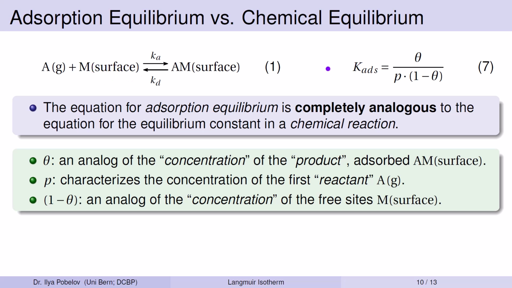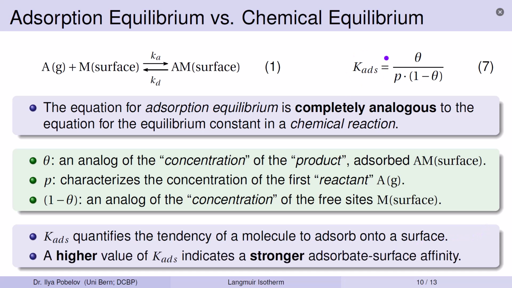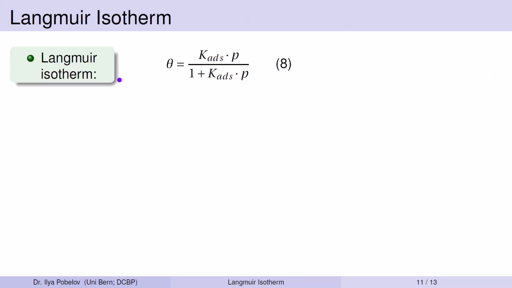Similar to the equilibrium constant in a chemical reaction quantifying the tendency towards the formation of products, the equilibrium constant of adsorption K_ads quantifies the tendency of a molecule to adsorb onto a surface. A higher value of K_ads indicates a stronger affinity of the adsorbate for the surface. The rearranged form of the equilibrium equation gives us the Langmuir isotherm. Note that the equilibrium constant has the dimension of inverse pressure.